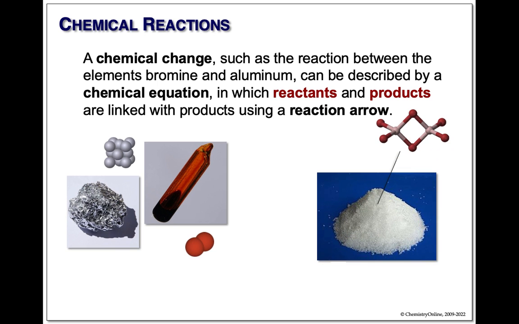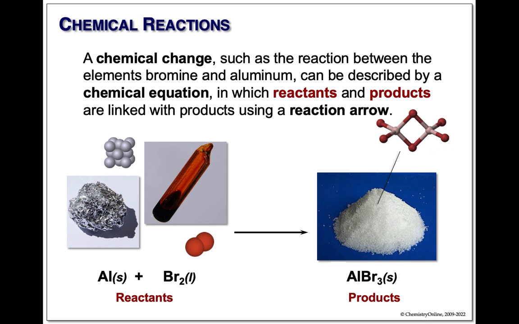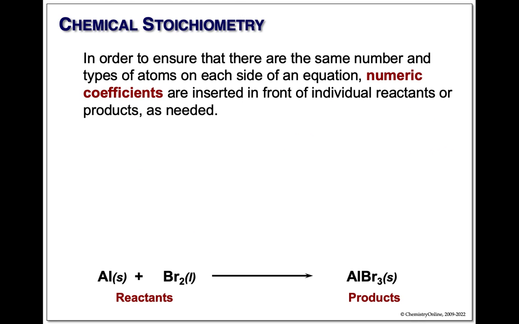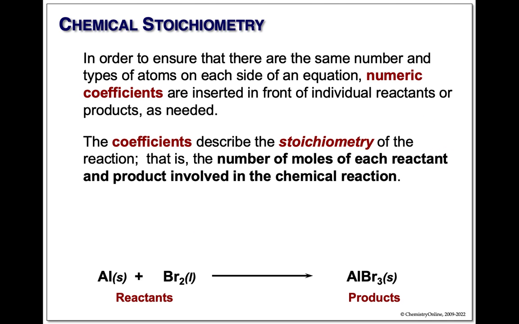All right, we've seen these before. Chemical reactions. Reactants and products connected by a reaction arrow. The reaction arrow is basically an equal sign, same numbers and types of atoms on both sides, and the same mass on both sides. In order to make sure we have the same numbers and types, we put in coefficients. We said that this was stoichiometry for the reaction.